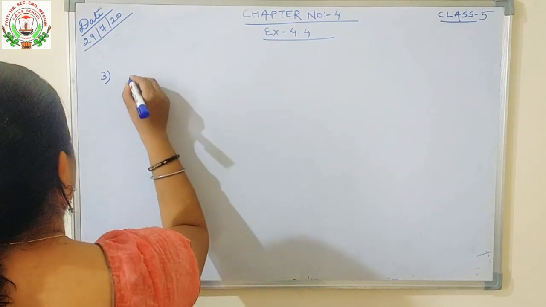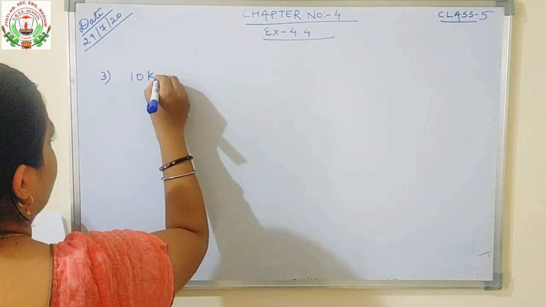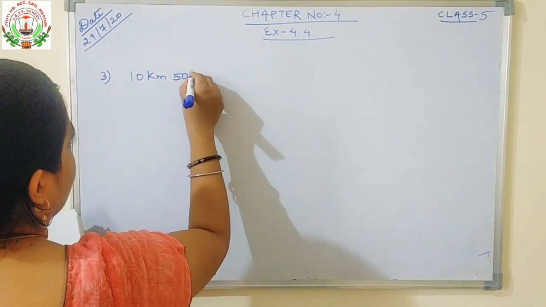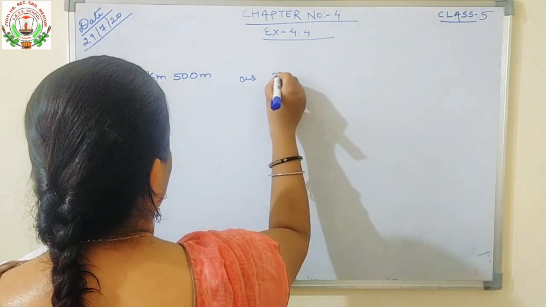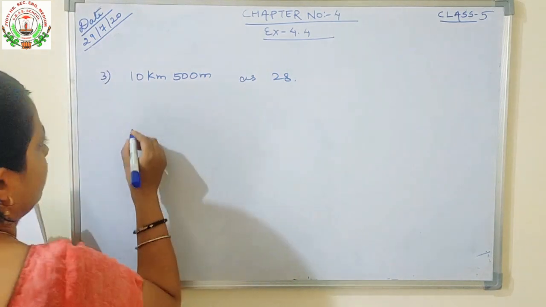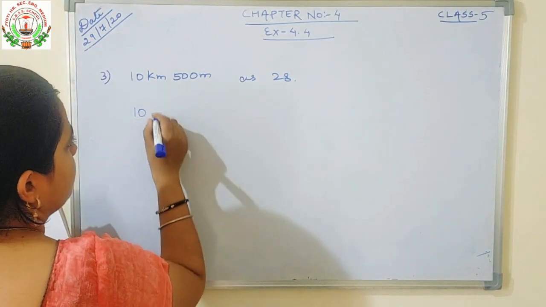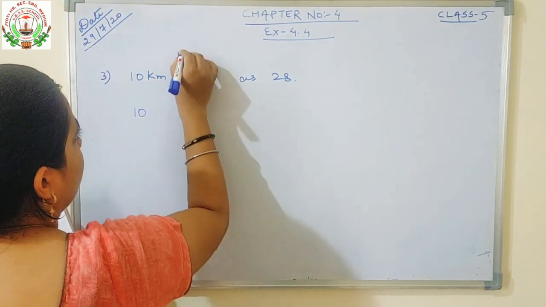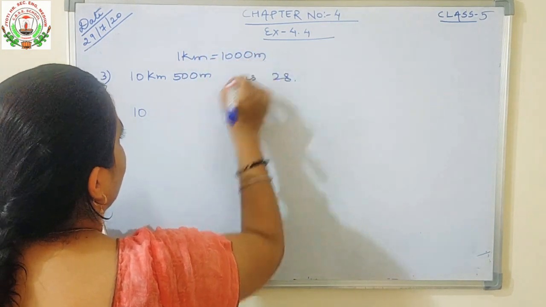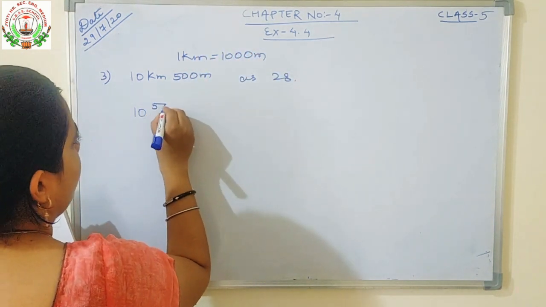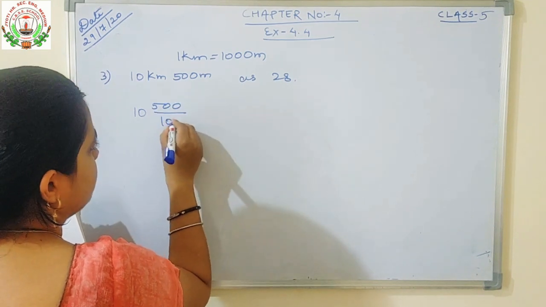Now question number 3 is 10 kilometer 500 meter as a fraction of 28. This we have to convert. Okay, so first we will convert this. As you all know, 1 kilometer is equal to 1000 meter. Okay, so 10 kilometer 500 upon 1000.